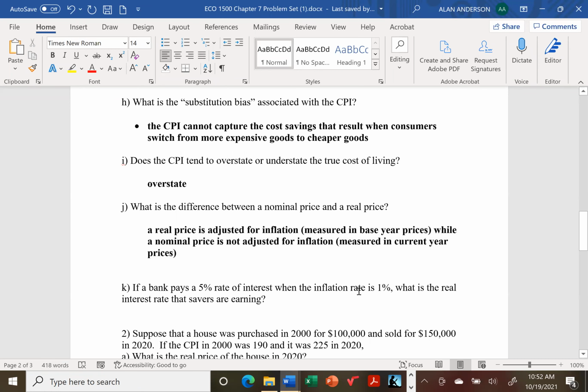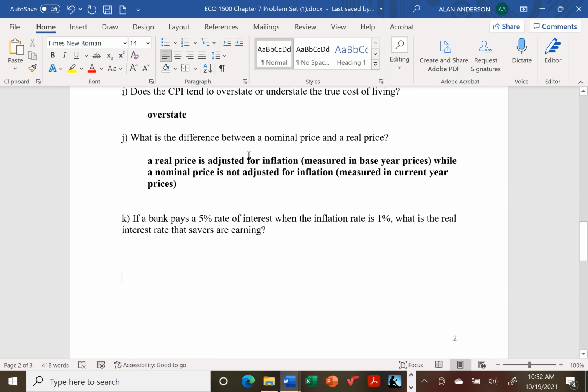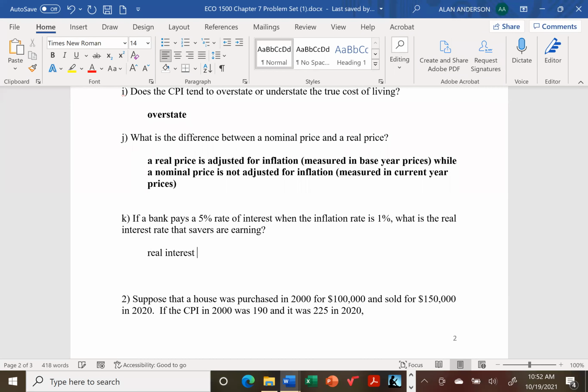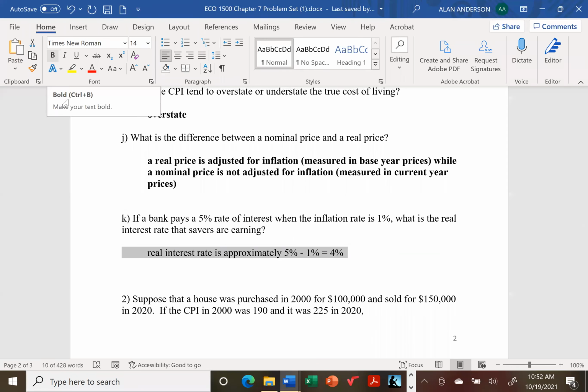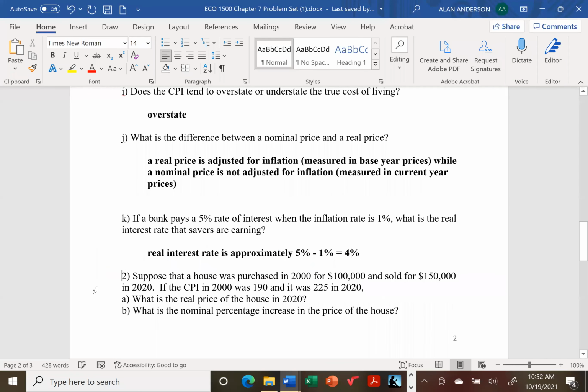Now, if a bank is paying 5% when the inflation rate is 1%, the inflation is eating up 1% of our purchasing power. So the real rate is approximately 5 minus 1 equals 4%. What that means is our purchasing power is going up by about 4% instead of 5, because prices went up 1%. So the things we can buy have improved by 4%.